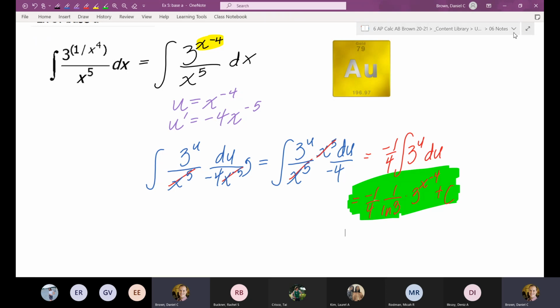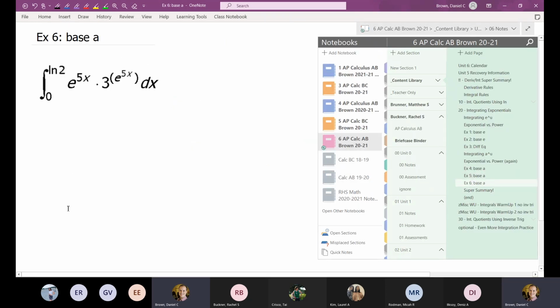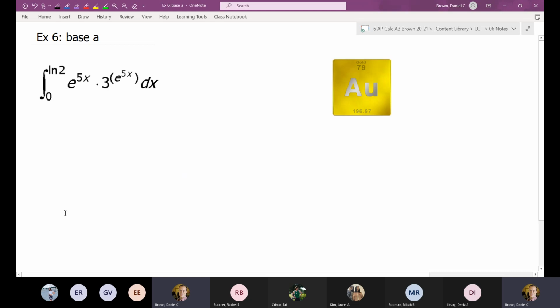Let's do even weirder. How about this one? A lot going on in this one. So I have the integral from 0 to the natural log of 2. Those are just numbers. I don't care, it's natural log of 2, but it's just a number. But then we do have a whole bunch of exponents going on. So I have e to the 5x times, and to be clear of how I wrote this, this is 3 raised to the e to the 5x. So we have some exponents inside of exponents. There's a lot going on.